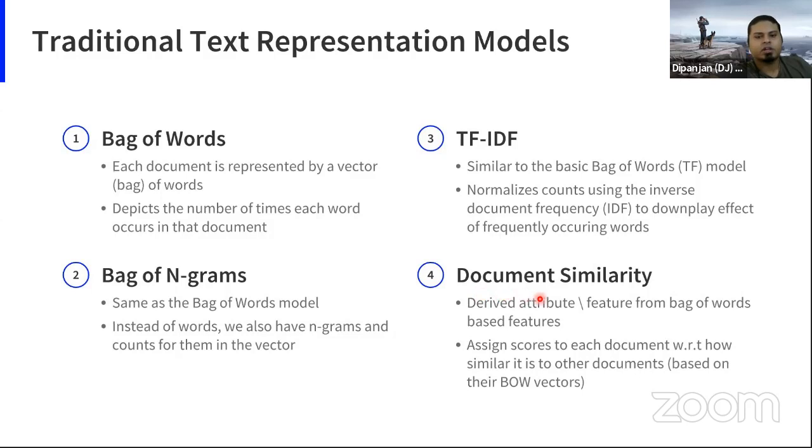The fourth one is document similarity, where we derive an attribute or a metric from a base feature vector like the bag of words feature. Here we leverage bag of words based feature vectors and find out how similar one document is to another document. We can use metrics like cosine similarity to find out how similar a bag of words vector is to another bag of words vector, or how similar the TF-IDF vector of one document is to another document. We will look at an example of this soon.